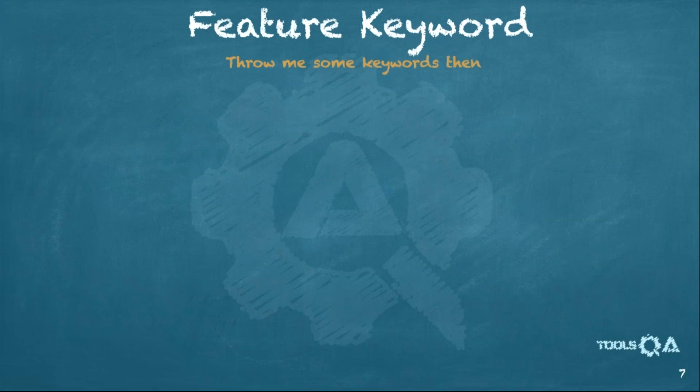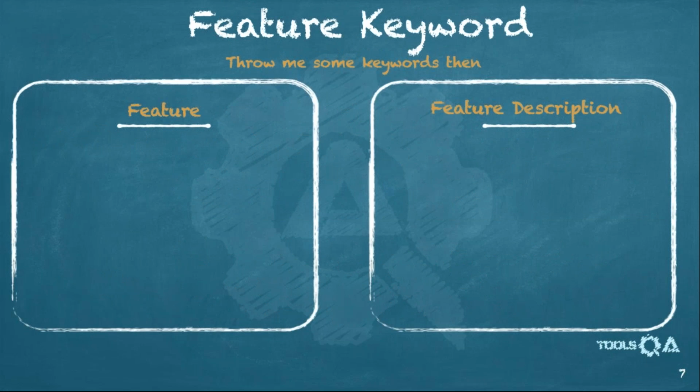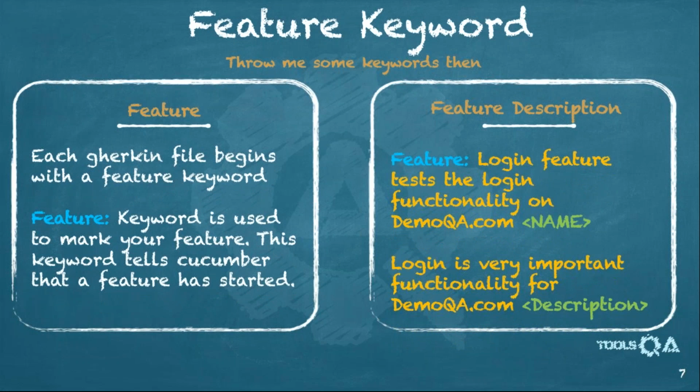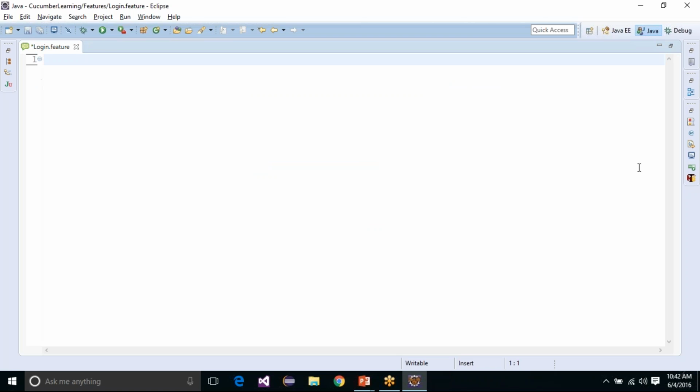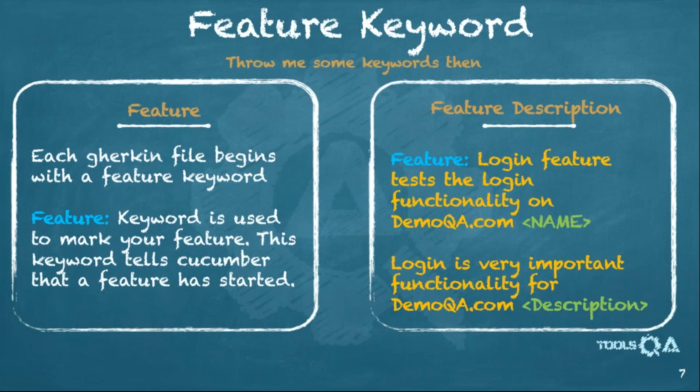Now, moving on to the next part of this tutorial. The next part talks about the feature keyword. We have already used it. Let us understand it now. So basically, a feature keyword, I will go back to the feature file, remove it, and start afresh. So what is a feature keyword?